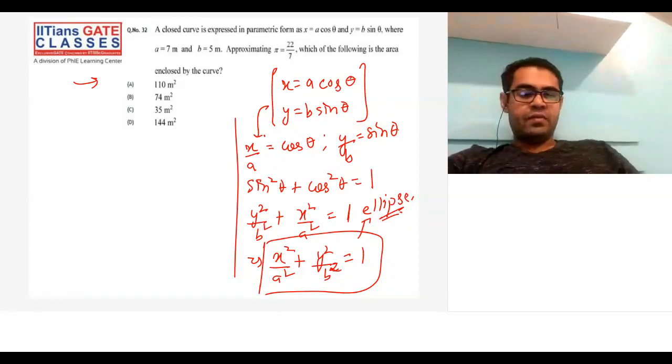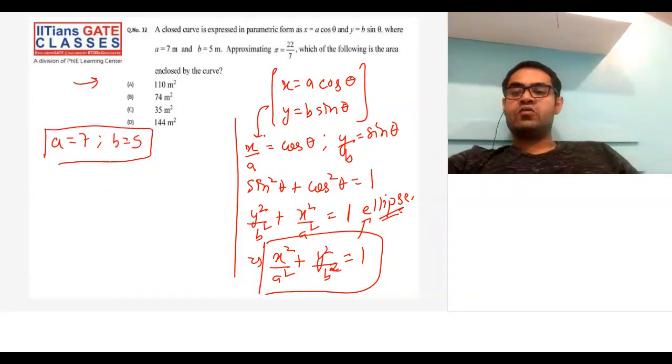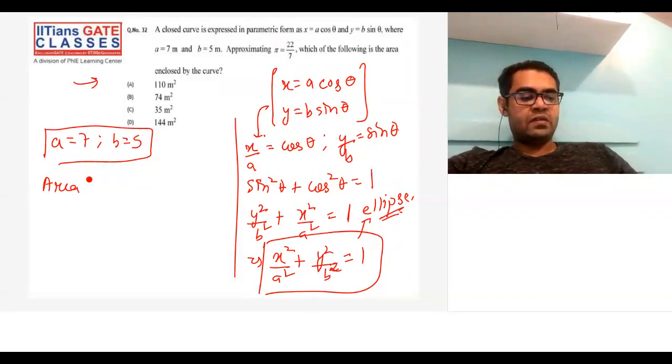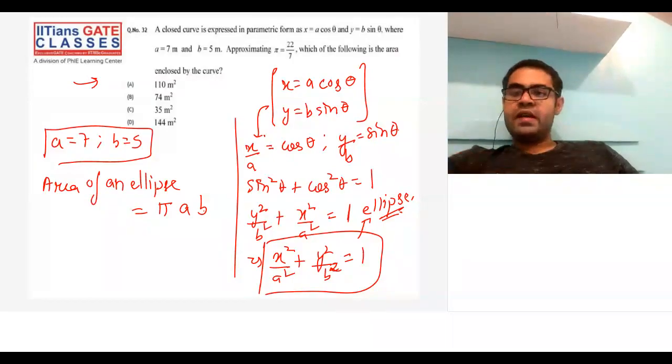Now a is given as 7, and b is given as 5. They are asking what is the area enclosed by this curve. If you have identified the curve and you know your constants, you can use the formula for area. The area of an ellipse is pi times a times b. There are two things in an ellipse: the major axis and the minor axis. Half the length of the major axis is a, and half the length of the minor axis is b. So this is the area.